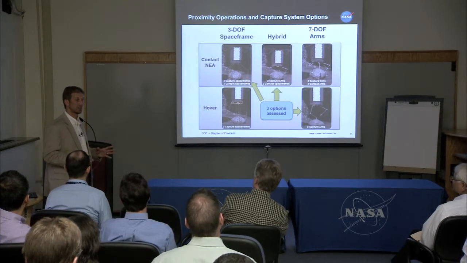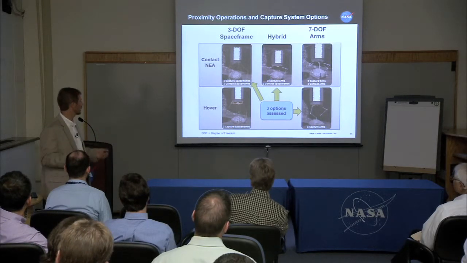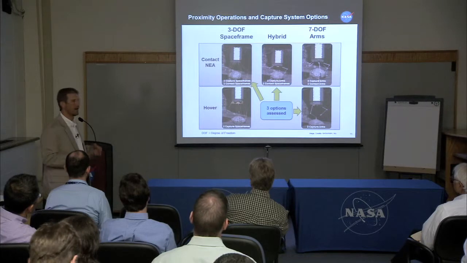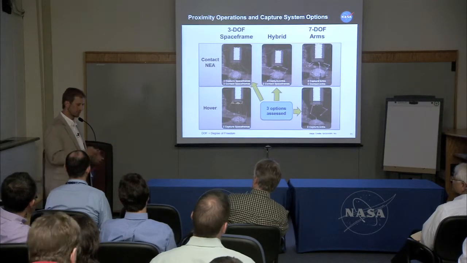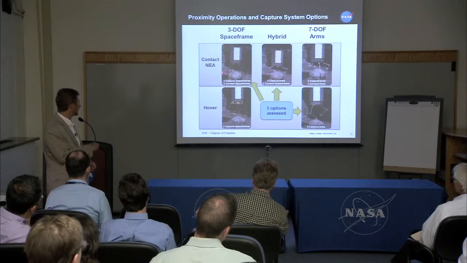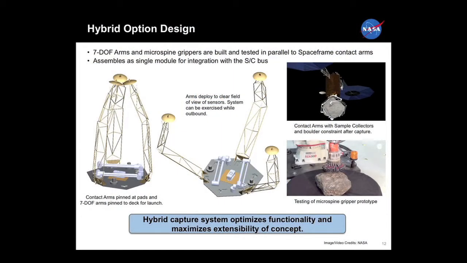So everything happens very slowly. There's lots of inertia, so you have to deal with that, but the accelerations are very low. The hover option is a contingency right now that we're looking at in case we have problems contacting the surface, but we can do that with all the contact options. This just shows the hybrid in a little more detail.